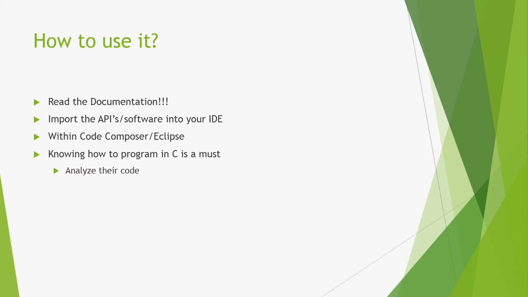So, to use it in your software, you need to import the APIs into your integrated development environment, your IDE. Depending on what you're going to use, I recommend using Code Composer, but you can use Eclipse and GCC. I prefer using the TI compiler with Code Composer because they are the ones who made this API. Before we go any further, I need you to know that programming in C is a must. All this code is in C, and you need to understand C in order to analyze their code, because it is going to be crucial that you analyze their code.